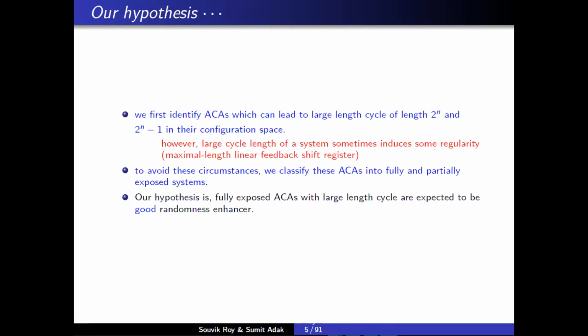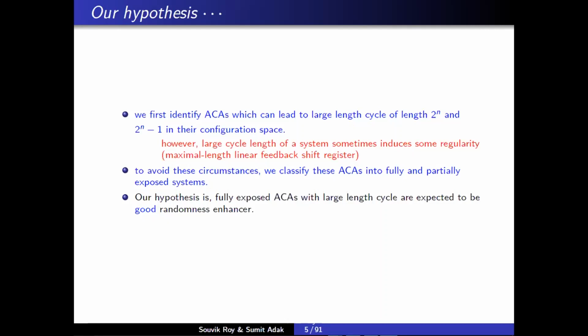Following the previous works on cellular automata and random number generators, our hypothesis is that we try to identify asynchronous cellular automata with a large number of cycles. By large we mean cycle sizes of 2 to the power n or 2 to the power n minus 1. The second property is that large cycles sometimes create some regularity. One example is the maximum length linear feedback shift register: that is a large cycle, but it creates some regularity. So only finding large cycle CAs is not sufficient, we think.